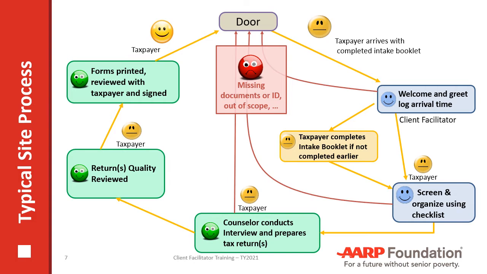You can see that if at any point during the process we discover that there's a missing document, and we don't have everything that we need to prepare the return, in many cases the client does need to leave and get the necessary documentation that we're missing. But apart from that, you can see the flow from here.